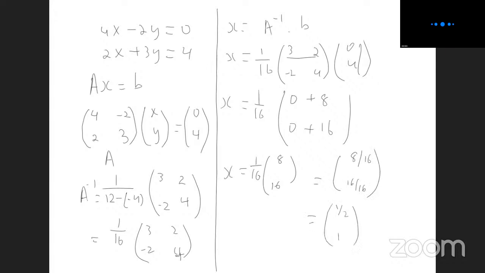Nice. Let's go again. Copy down. You have to write it in matrix form, find the inverse, and then multiply, right?